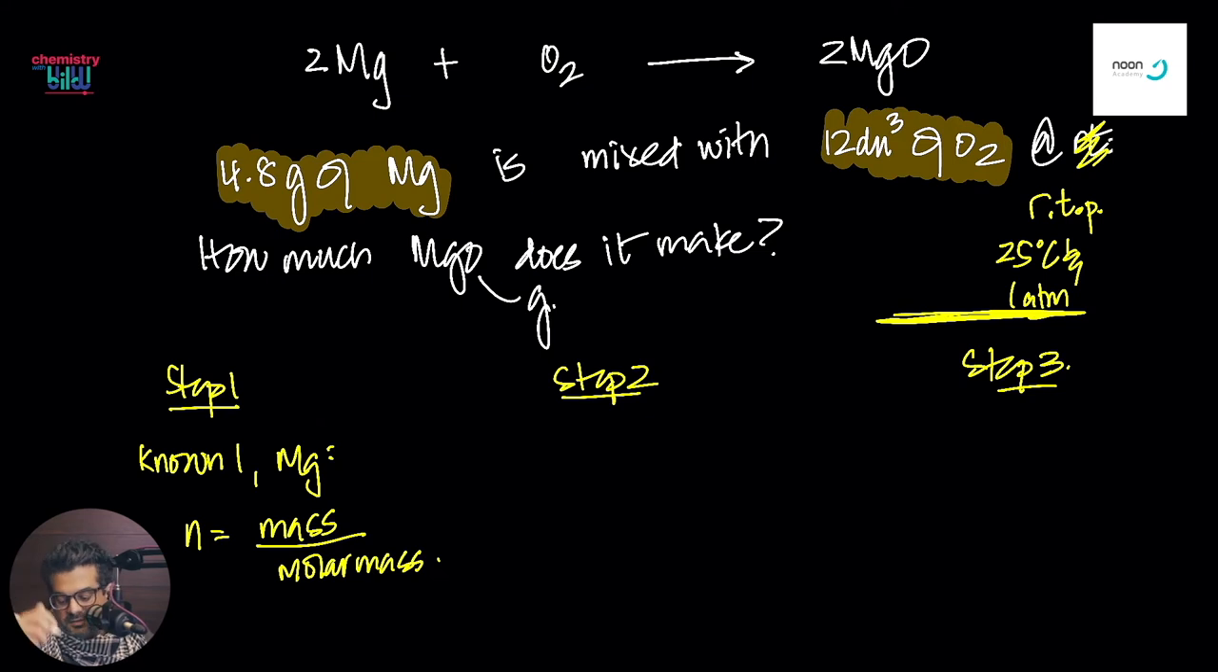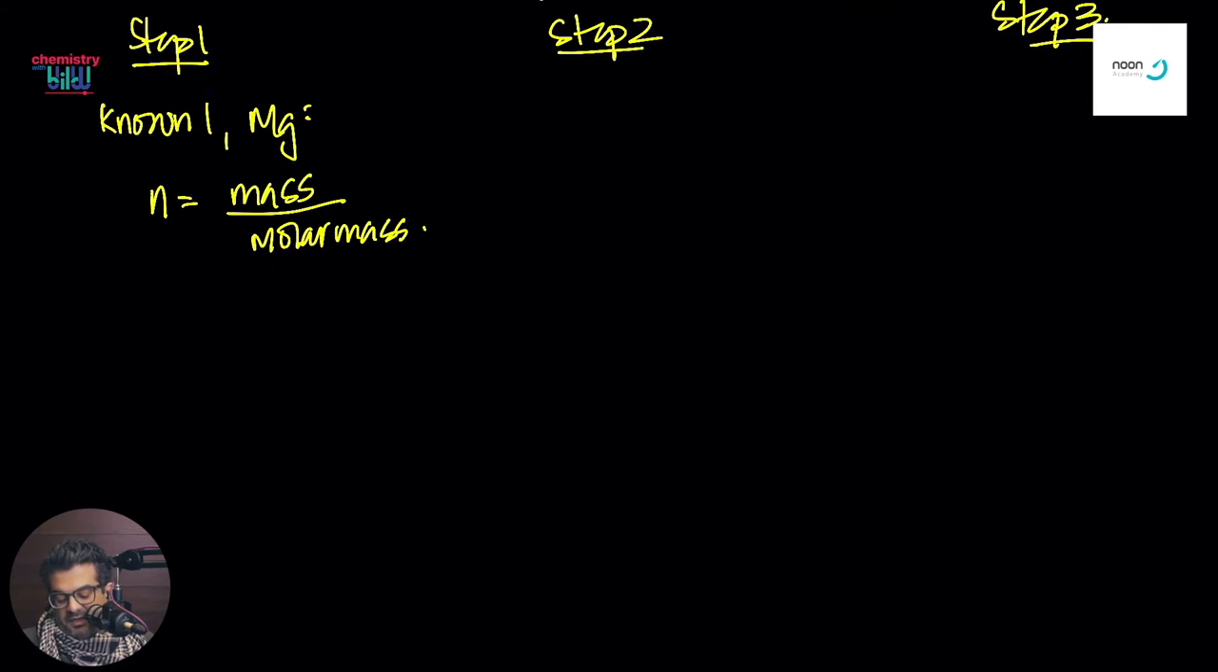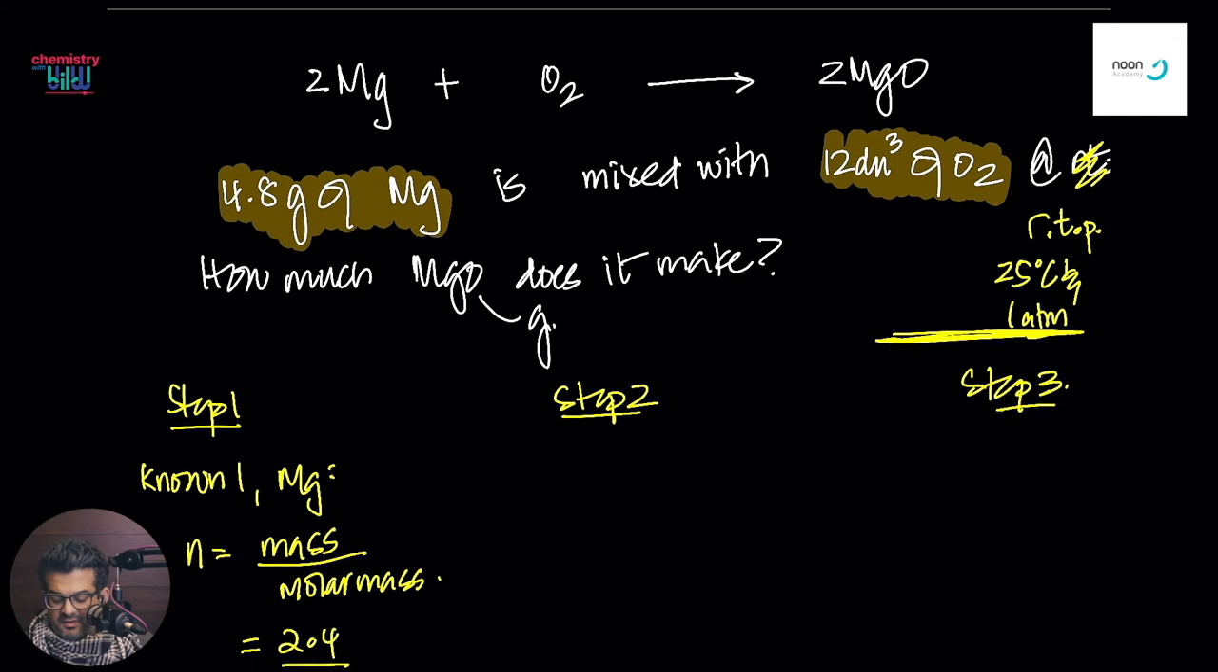Okay, so basically this. Then, so for magnesium, we find 2.4 over 24, which is 0.1 moles of magnesium. Now you got to find the other moles also. There was the other guy. So 0.5 grams? Who said 0.5 grams?